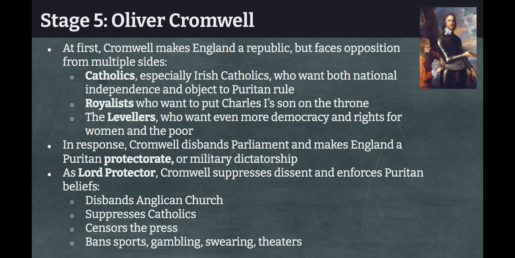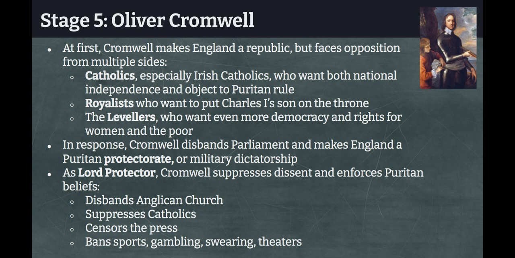Now, as Lord Protector, Cromwell basically tries to suppress all opposition and dissent, and then he also tries to enforce his Puritan beliefs. So he gets rid of the Anglican Church because he's a Puritan. He suppresses Catholics, as we already mentioned, right? He censors the press so they can't criticize him. And then one of the kind of funny things in retrospect about all of this is, you guys probably found out as you were researching your social history of the Reformation assignment, that Calvinists especially don't like fun. That's what Cromwell does. He bans bear baiting and all those other fun sports they had during Elizabethan England. He bans gambling. He bans theaters, and he bans swearing.